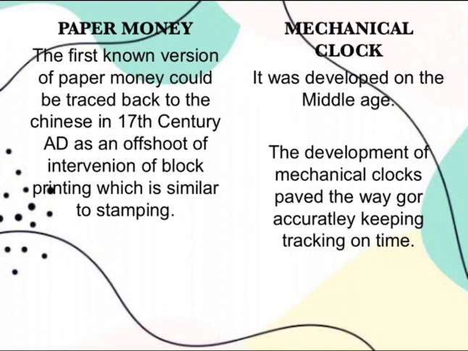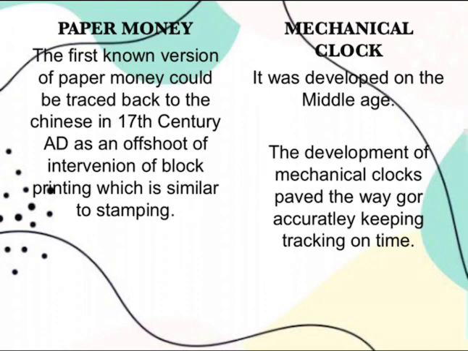The next invention is what we use in our daily lives until today. It is paper money. The first known version of paper money could be traced back to the Chinese in the 17th century AD. It was an offshoot of the invention of block printing, which is similar to stamping.